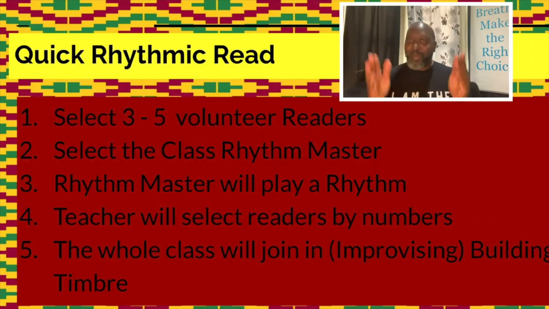Okay, so this activity is very simple. You pick some readers. It can be more than five. It can be as many readers as you want. You can pick each one to read a paragraph or anything like that. You get your rhythm master. Then you tell your rhythm master, keep a beat.